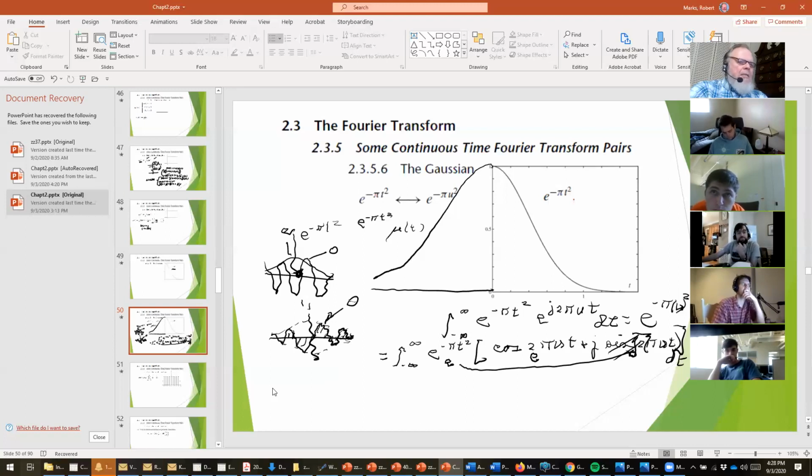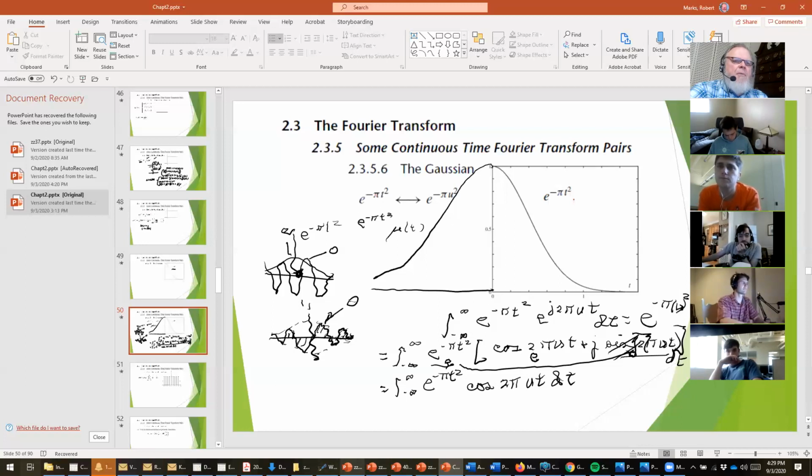So therefore, the e to the minus pi t squared times the odd function of the sine is going to integrate to 0. And we're just left with this, which is pretty cool. That's a simplification of the expression, isn't it?